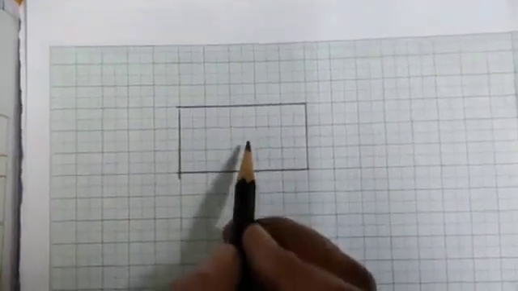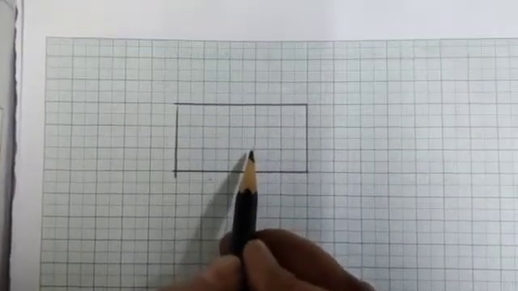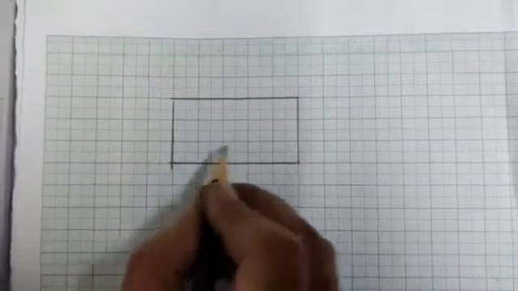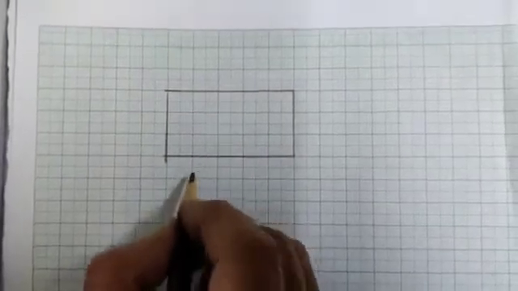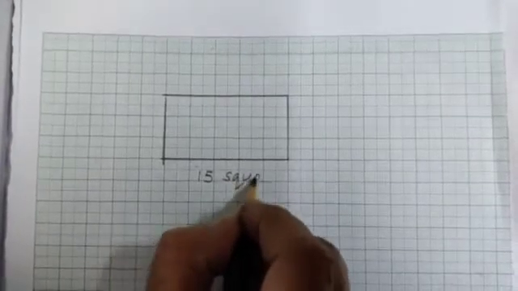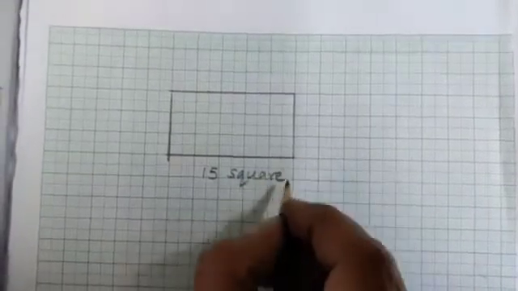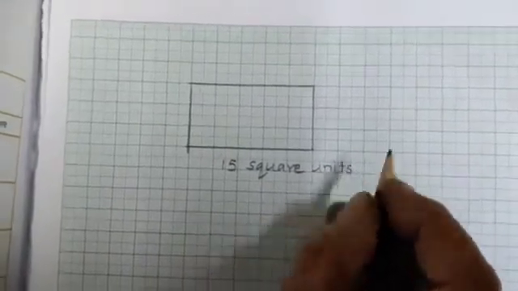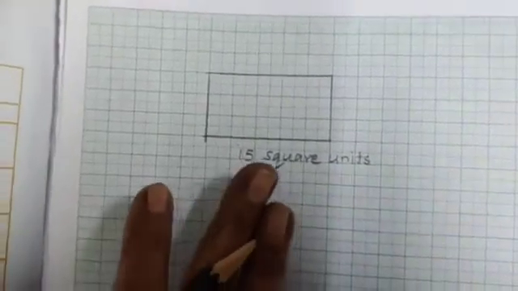So each square measures 1 square unit. So the answer, the area of this rectangular shape is how much? 15 square units. Okay, you have to find the area like this, children, on square paper.